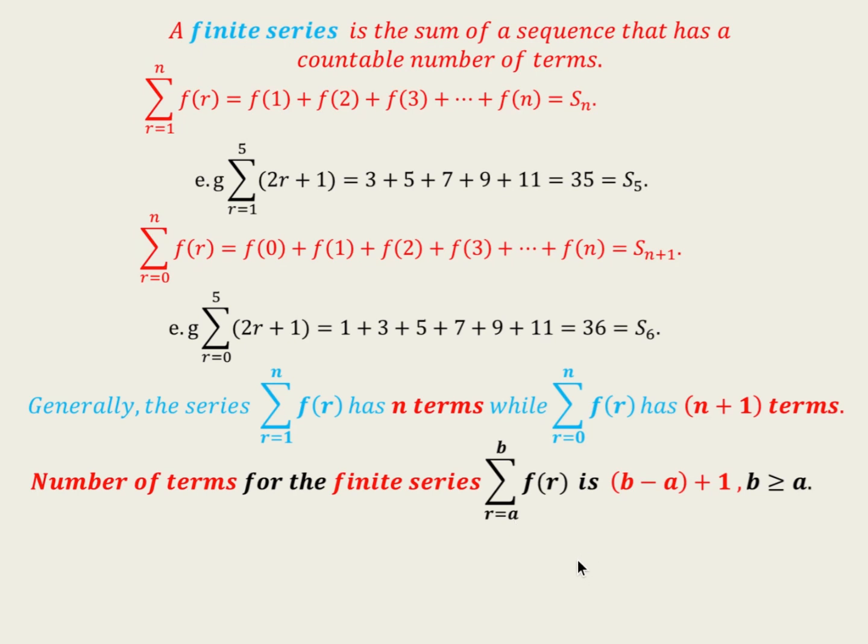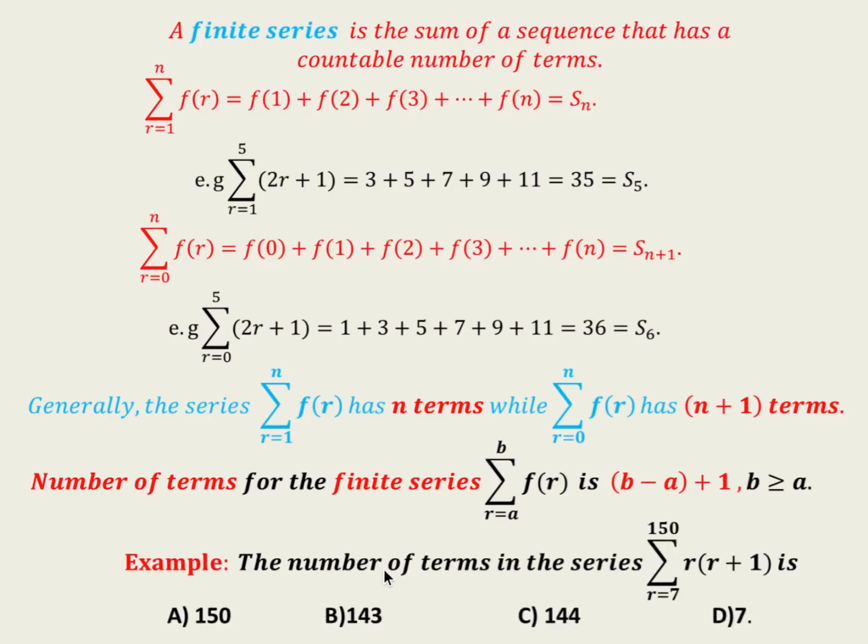Already at this point, you can have a multiple choice question asking you the number of terms in a series that is written in sigma notation. So we have this question: the number of terms in the series summation from r equals 7 to 150 of r into r plus 1 is a) 150, b) 143, c) 144, d) 7.